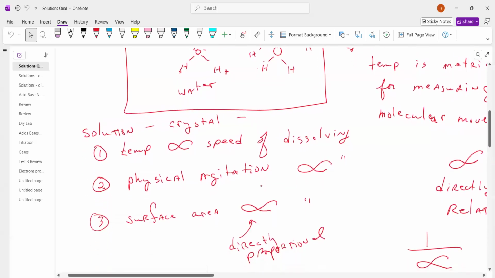Temperature and physical agitation are connected directly because they both involve increasing the motion of the solvent, and then increasing the surface area of the solute also affects it. So all three of those are directly related to the speed of dissolving. Okay.